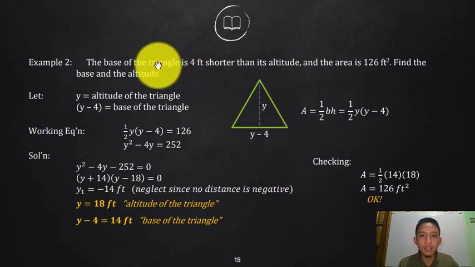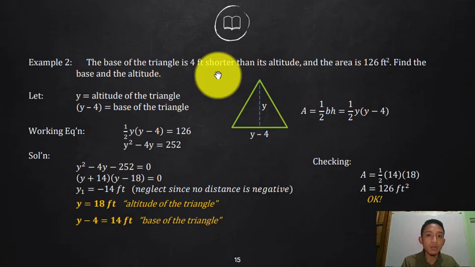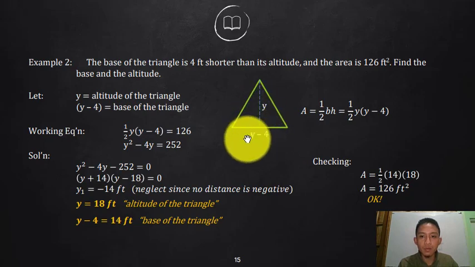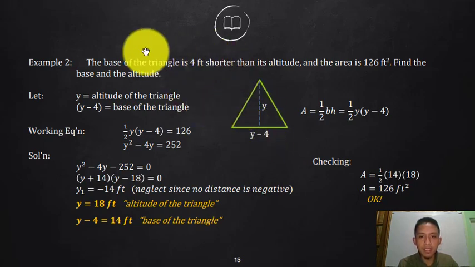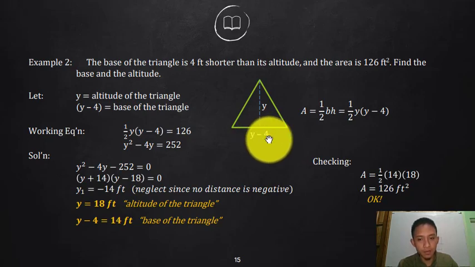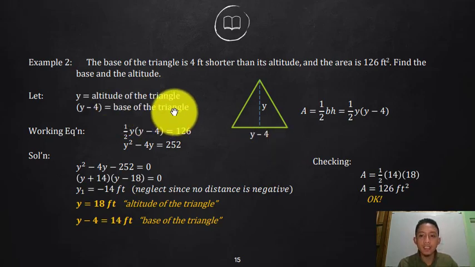Because later on, again, this is a quadratic equation. I want to create a quadratic, so I will be using one variable. Since I already used y there, I will be using y for the base as well. It says the base is 4 feet shorter than the altitude. So if that is y, your base is y minus 4. That is our base for the triangle.